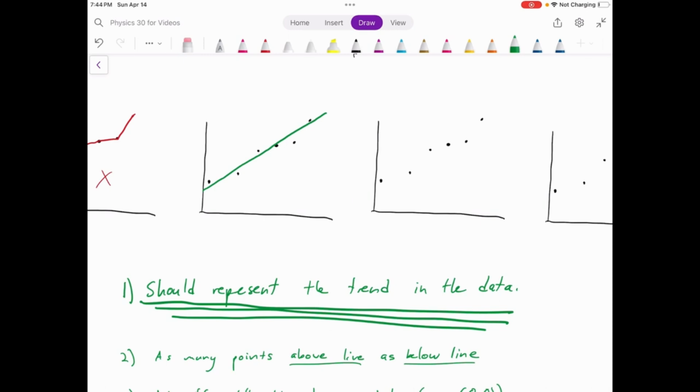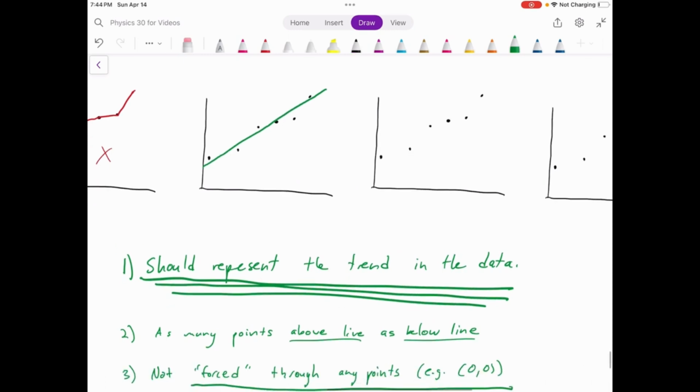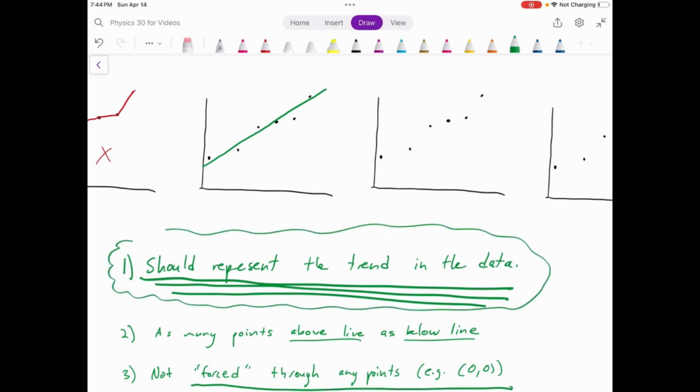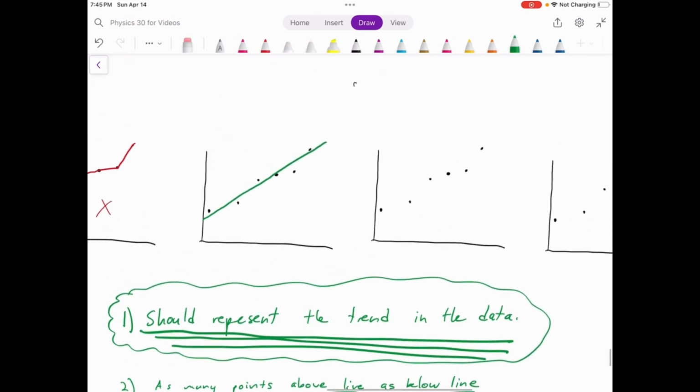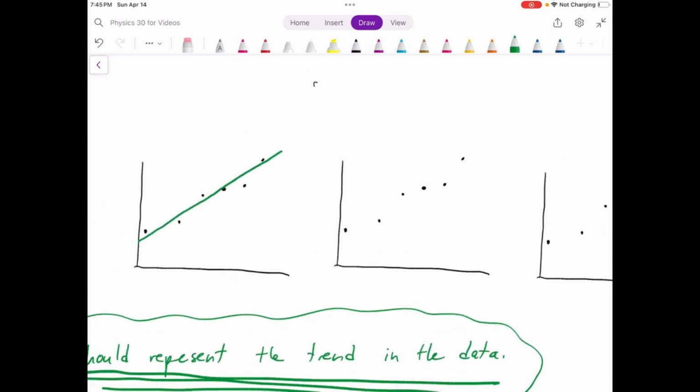Now there's a couple of checks we can use, but again, this is really what we're doing. These are just tools we can use to check if we've done a good job or not. One of the checks is that there should be roughly as many points above the line as there are below the line. We have to be careful, because sometimes students get obsessed with that and say, I drew my line of best fit, and it's good because there's 3 points above the line and 3 points below the line.